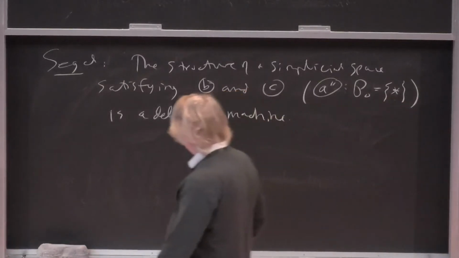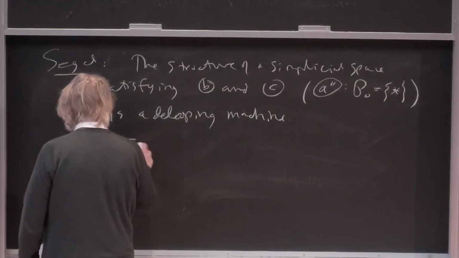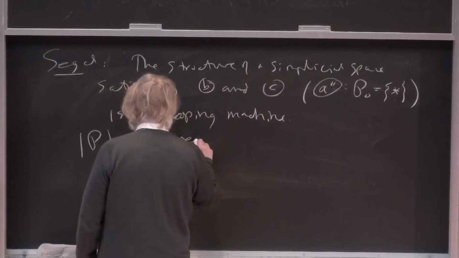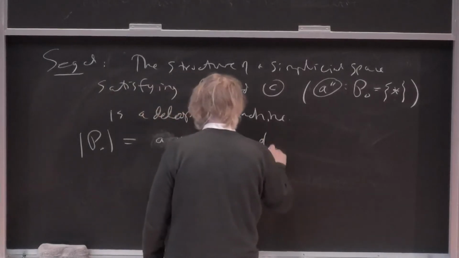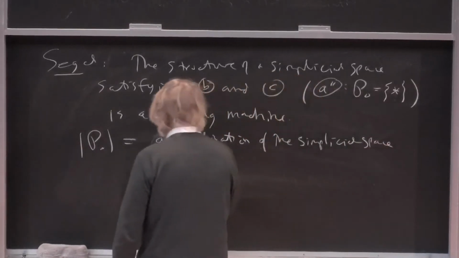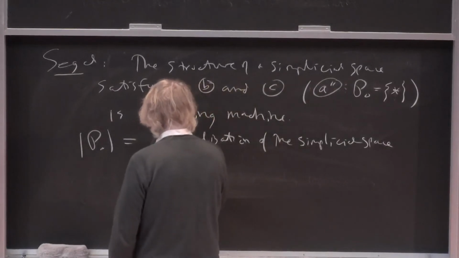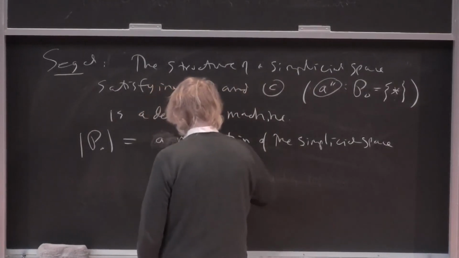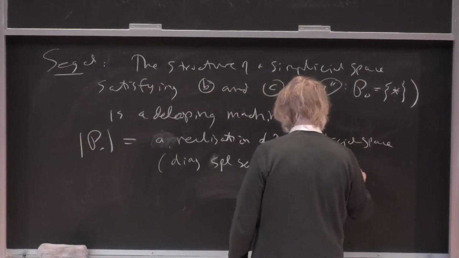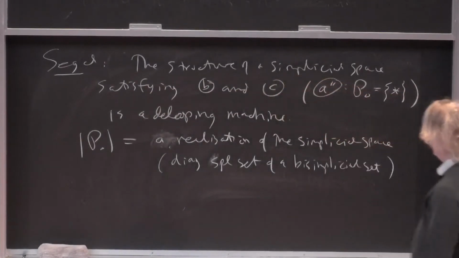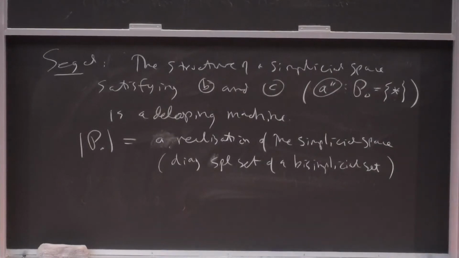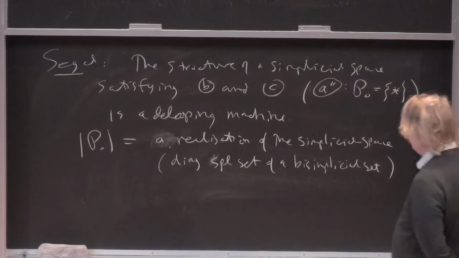So you might say, what's the realization of P dot? This is just the realization of the simplicial space. If we think of the simplicial space as a bisimplicial set, this could just be the diagonal simplicial set. But there's a whole discussion, which I don't really understand very well, of different choices of realization. There's the fat realization and so on. There are different ways of realizing a simplicial space.